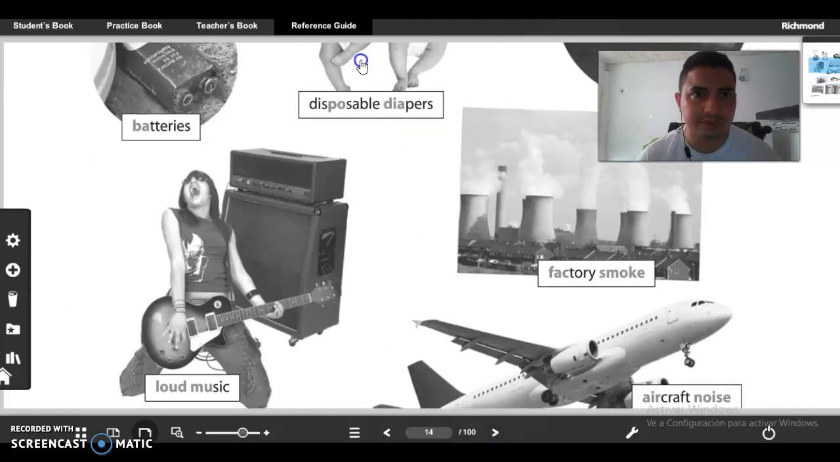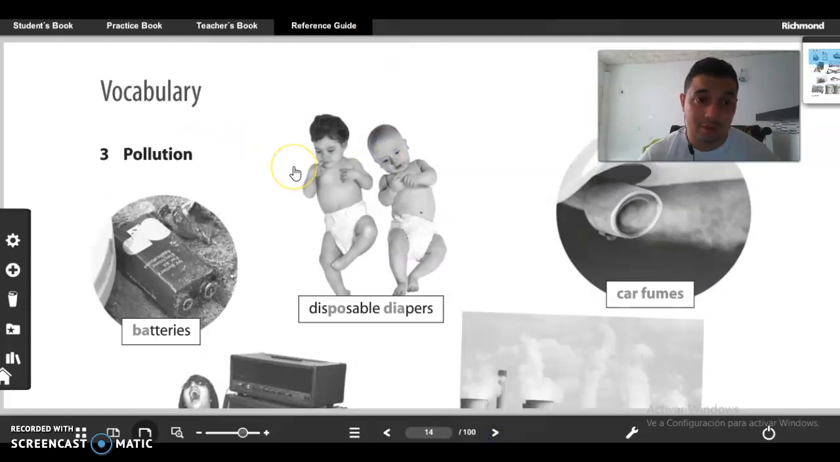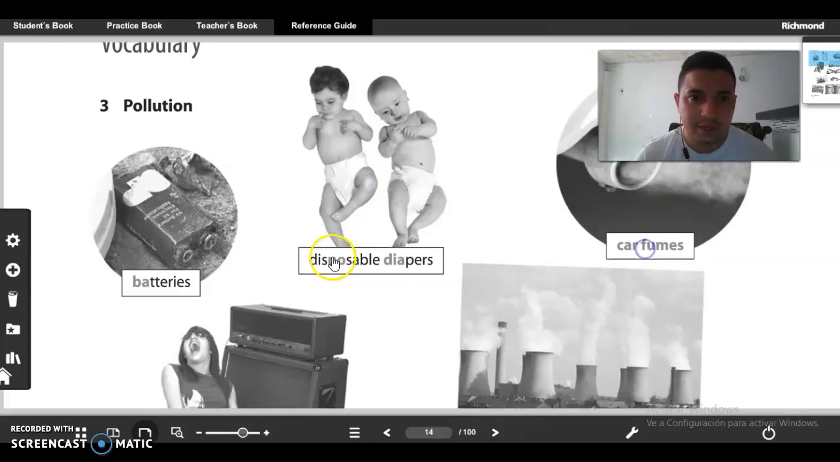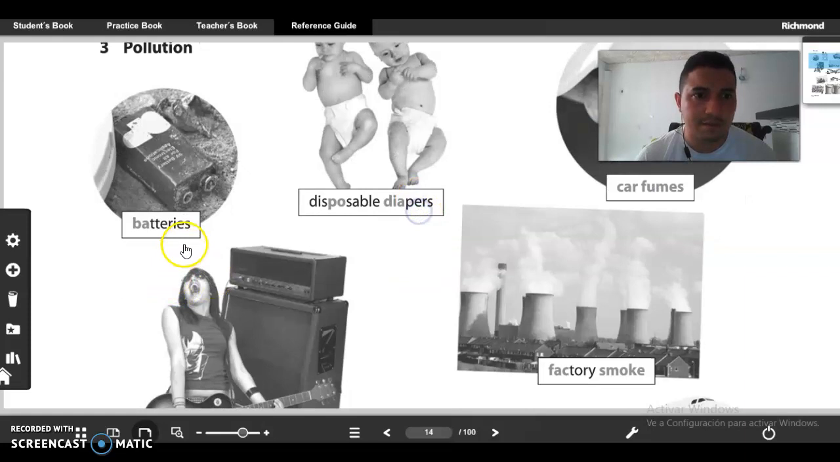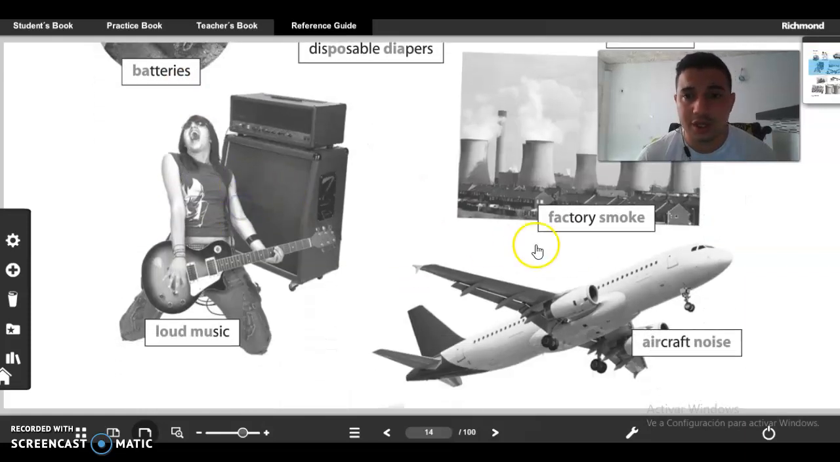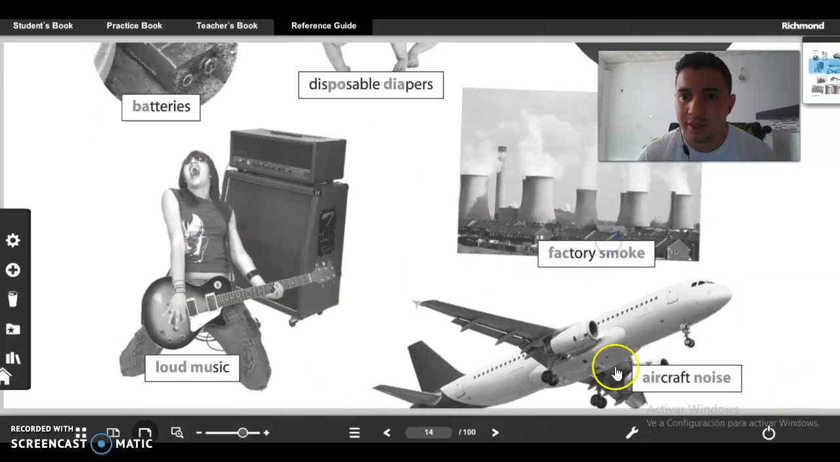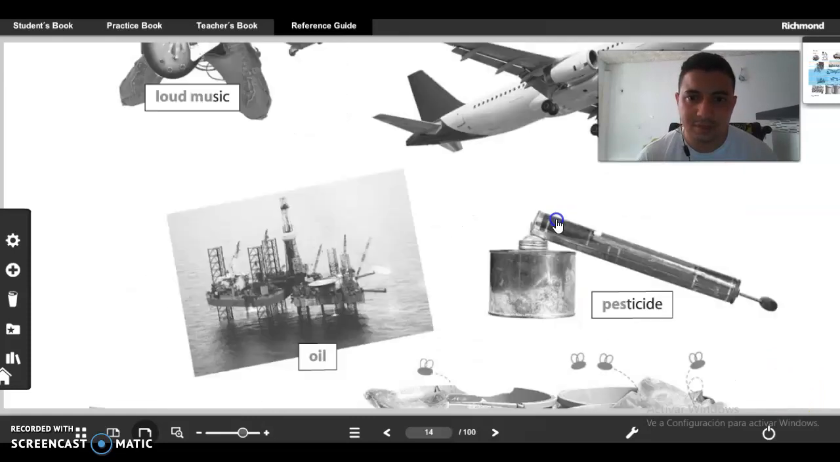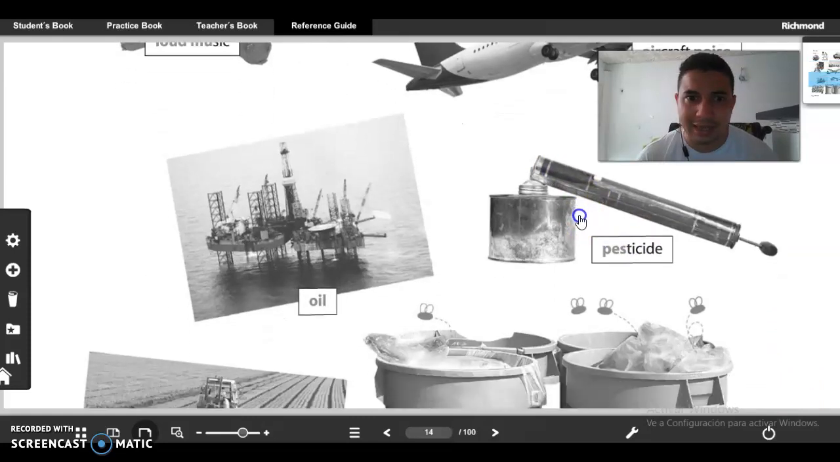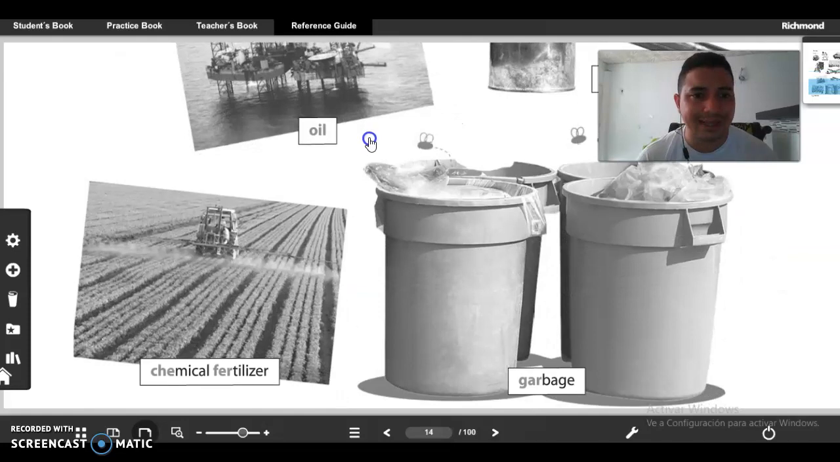Then we have a vocabulary related to pollution, some things that can cause pollution. So we have car fumes, disposable diapers, batteries, loud music, factory smoke, aircraft noise, pesticides, oil, chemical fertilizer, and garbage.